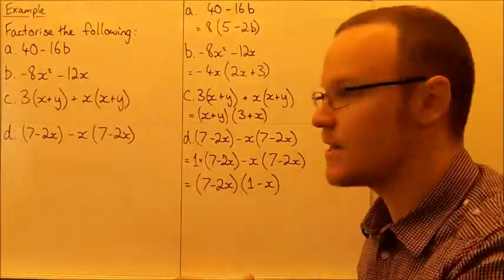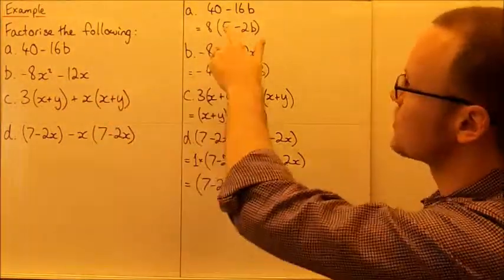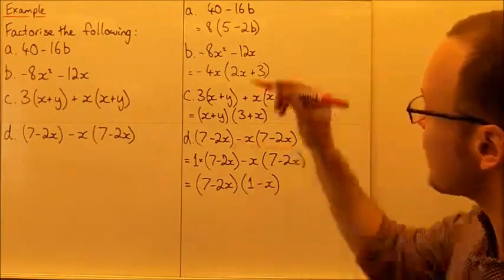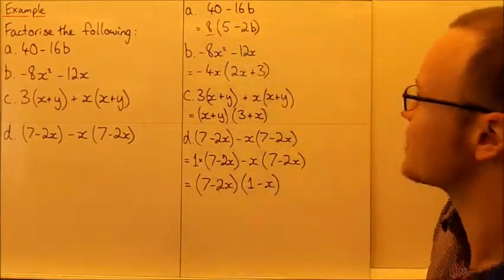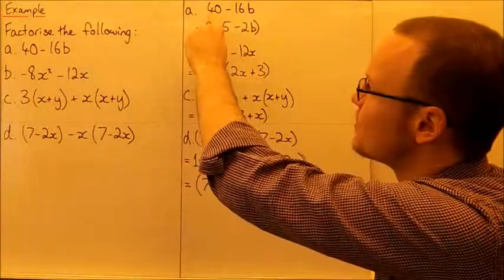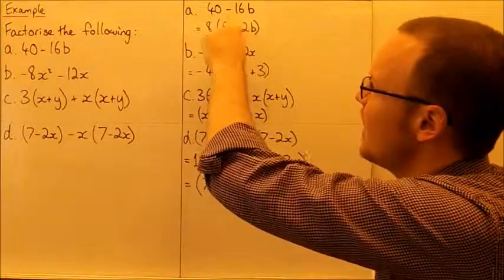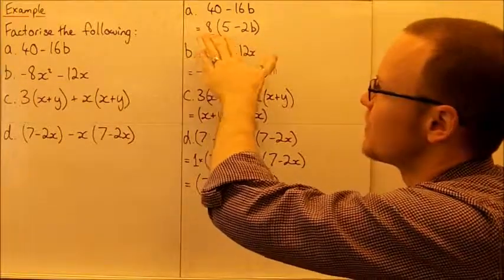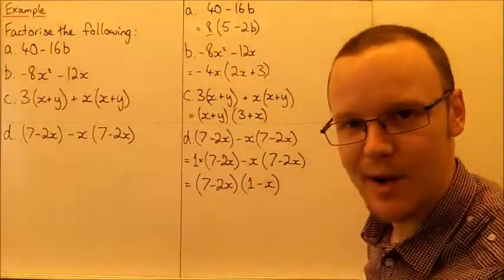Alright, let's have a look at these examples here. We've got to factorise the following expressions. Let's start at the top here, 40 minus 16b. The HCF here is going to be 8, so the highest common factor is 8. If we do 40 divided by 8, that's 5, and minus 16b divided by 8 is minus 2b. So we're left with 8 times 5 minus 2b.